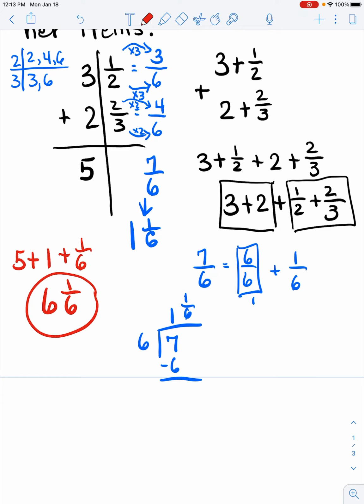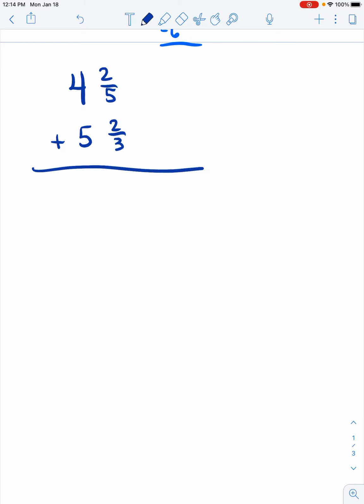Now, that sounds like a lot, but that's because I wanted to explain the theory of why we do what we do. So let's take a look at another problem. And let's take a look at a problem without context. Okay, so what if I add 4 and 2/5 plus 5 and 2/3? Okay, I'm going to do what I did above, but without all the explanations. I'm just going to do the mechanics.